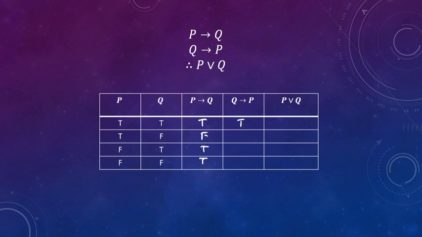That is true. We have a false implying a true, which is true. We have a true implying a false, which is false. And then I have a false implying a false, which is true. So these are the truth values for our next 2 columns. These are the truth values for each of our hypotheses.